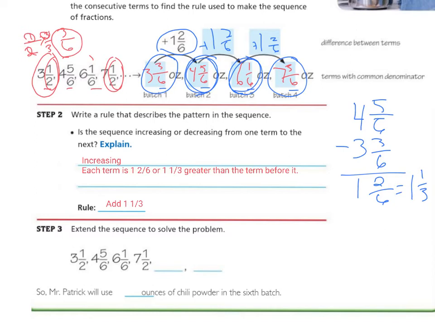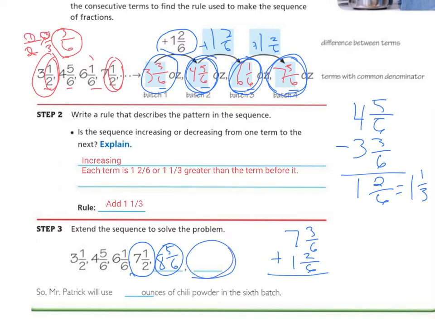So now that we know what the rule is, we have to extend our sequence to solve the problem. So if our last number was 7 1/2, or we converted 7 3/6, then all I need to do is add 1 2/6 to find out what this one is, right? So that would be 8, and 3 plus 2 is 5/6, okay?